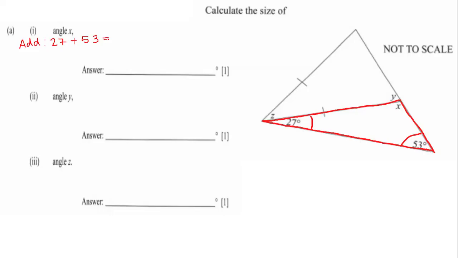Okay, 27 plus 53, y'all got 80 degrees, right? 80 degrees. And then subtract it. When you subtract it, it gives you what? This is gonna be 180 degrees minus 80 degrees, which gives us what? 100. Very good. 100 degrees.